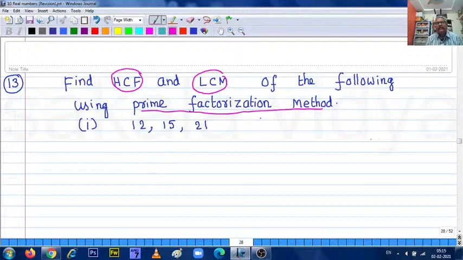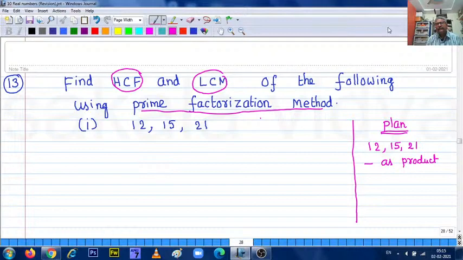How could you find out? The plan is like this. Plan: first express 12, 15, 21 as a product of primes. After that, first find HCF, highest common factor. Next find LCM.